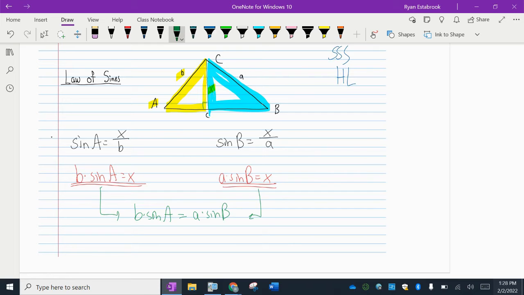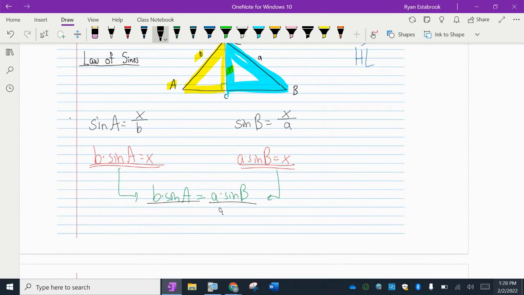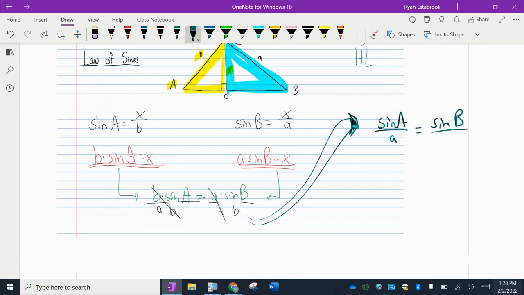This equation that I have in green is true, but to clean it up a little bit, why don't we get the same letters on the same side? In other words, what if we divide both sides by little a and divide both sides by little b? Which gives us the law of sines, which says that the sine of A over A is equal to the sine of B over B. Not a complex, crazy looking equation, but it's true and it's very useful.